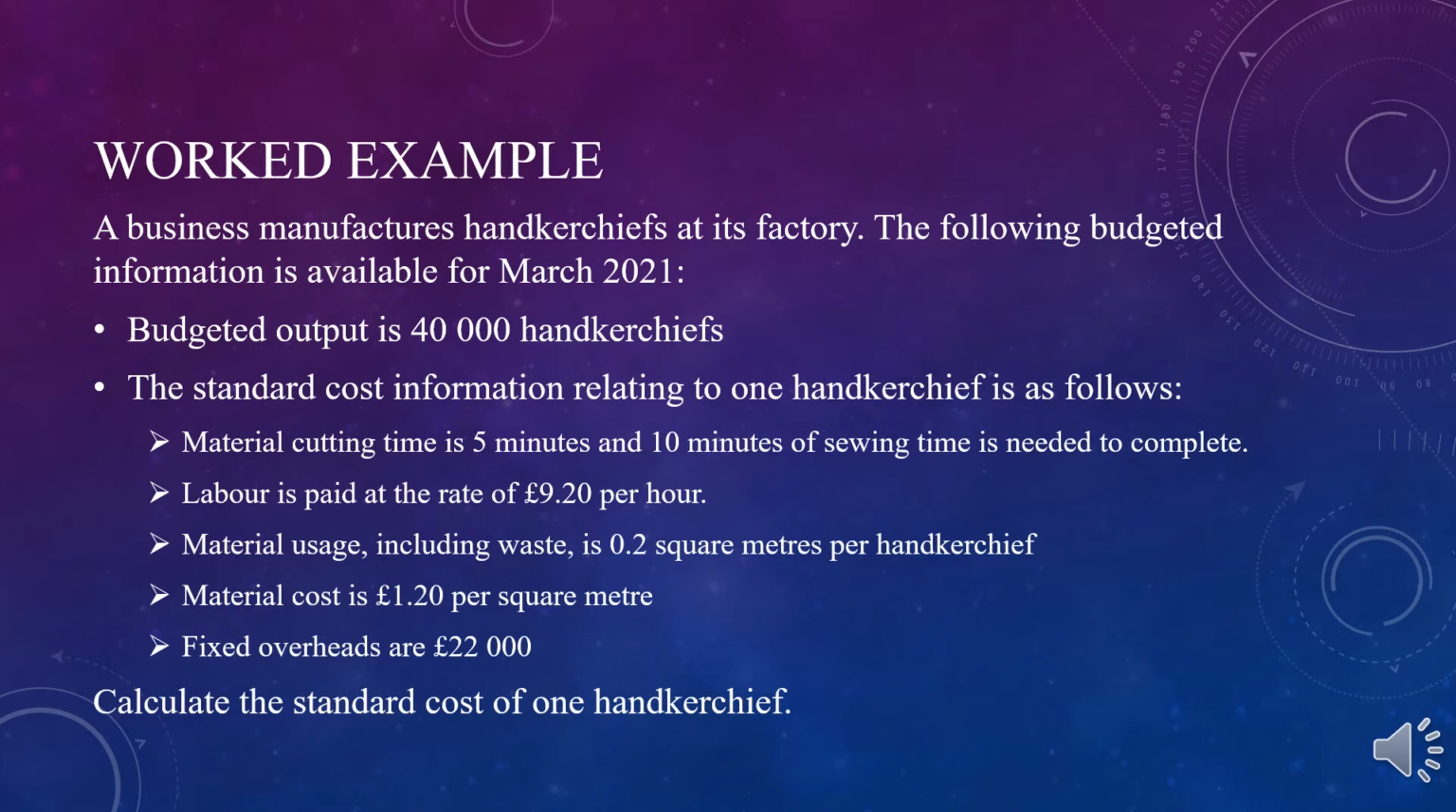Material cutting time is 5 minutes and 10 minutes of sewing time is needed to complete. Labor is paid at the rate of 9.2 pounds per hour. Material usage including waste is 0.2 square meters per handkerchief. Material cost is 1.2 pounds per square meter. Fixed overheads are 22,000 pounds. Calculate the standard cost of one handkerchief.